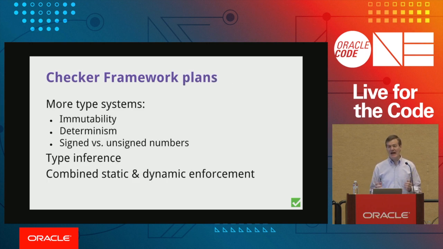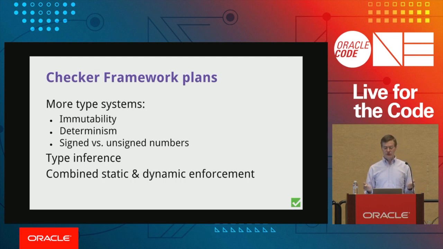We're continuing to actively extend this. So we are building new type systems for immutability and determinism. Those are some things that people mentioned here. We have many type systems you can already use, and we're also building some for signed and unsigned numbers and for some other things. Those are all research projects that we think are really interesting problems.